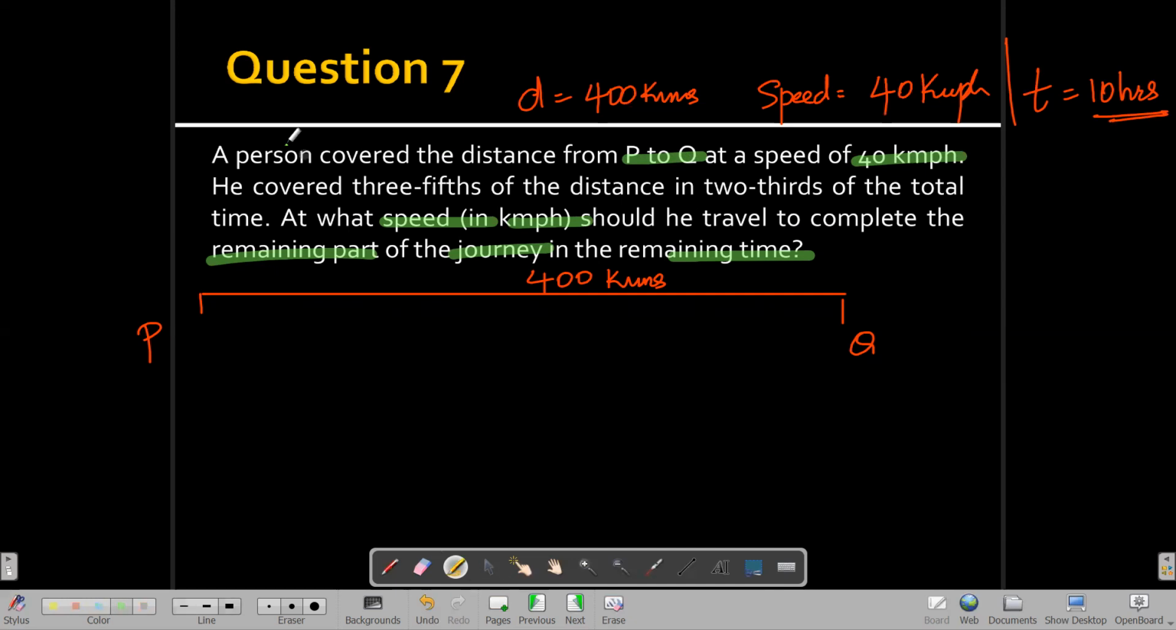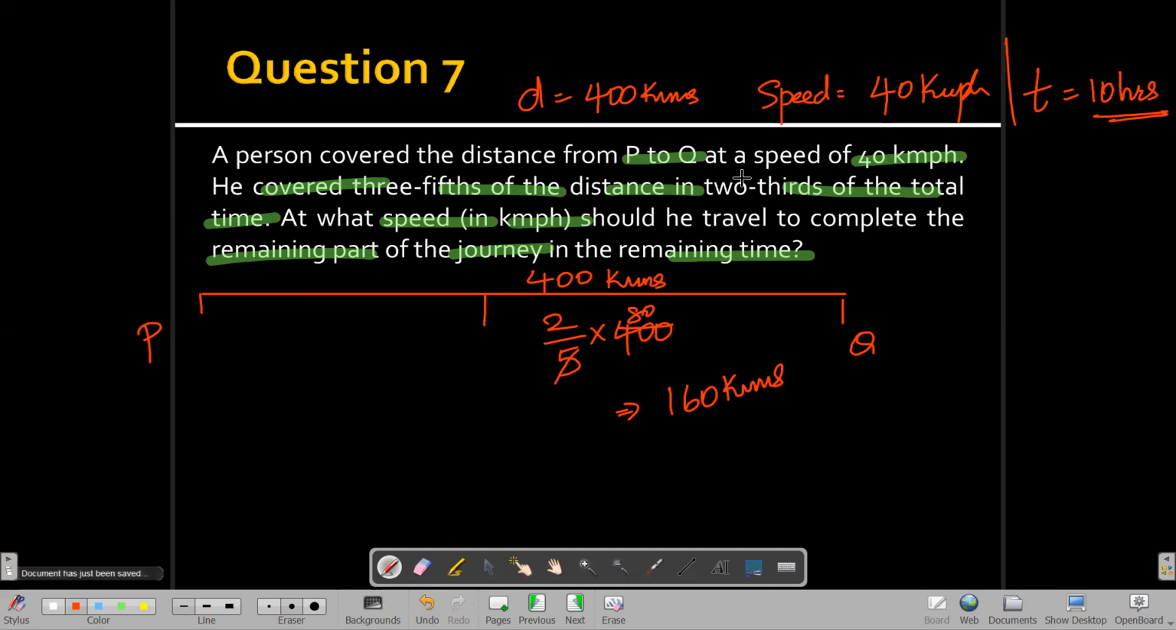Now, let us focus on the first part here. He covers 3/5 of the distance in 2/3 of the time. So 3/5 is already covered. It means the remaining corresponds to 2/5 of 400. That is the remaining distance. What is 2/5 of 400? You can see that 5, 8 times it goes, so 80 into 2, 160 kilometers. This is the remaining distance.